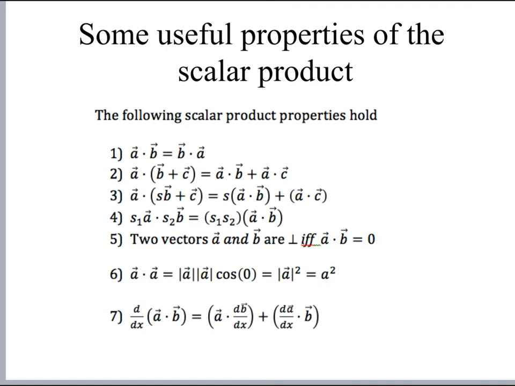And the last thing I want to look at is the product rule, because the product rule applies to vectors as well as regular numbers. So if I have a derivative of a dot b, I would take a times the derivative of b plus the derivative of a times b. Of course, by times I mean scalar product. So that's just like doing the product rule from calculus. That applies with vectors as well.